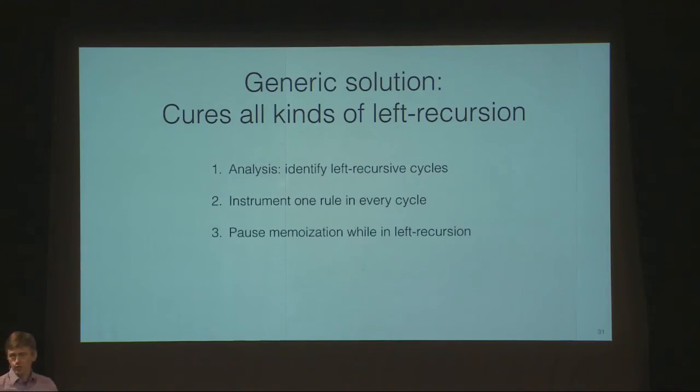Very nice is that this cures all kinds of left recursion. The only things that needed to be done is analyze the given grammar and identify all left recursive cycles, then select one rule in each cycle and equip it with the bounded recursion implementation, and make sure that memoization is paused while you are in left recursion. Otherwise, it prevents the match from growing. And all this is fully automated. The user need not worry about any of this. Pegged just does the right thing.